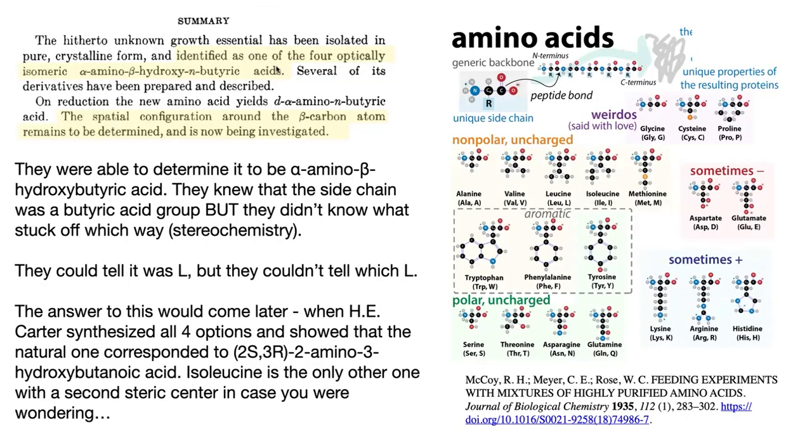Partly, they found that it was one of the 4 optically isomeric alpha-amino, beta-hydroxy butyric acids. But they couldn't figure out the configuration around the beta carbon atom. So basically, if you look at the structure of threonine, you'll see that you have 2 places where you have what we call stereocenters.